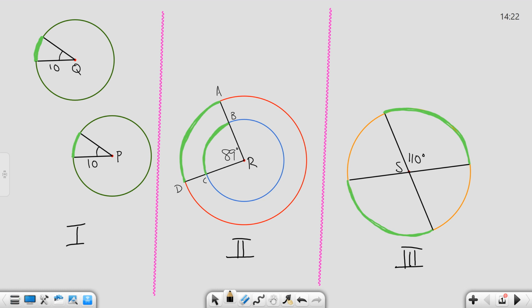Tim? Tim, what can you tell me about Region 1? What do you see? Looks like the radius is equal. Okay, so what do you know about the circles? Good. It's a good start. What else you got for me? Good. Keep going. You're killing it.